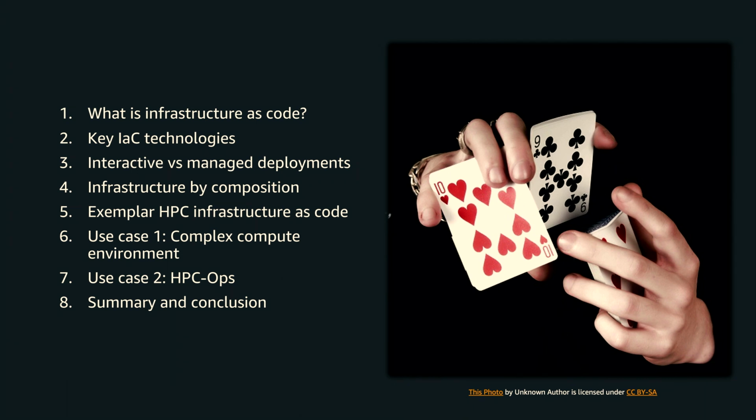is AWS ParallelCluster. So what I am going to do today is I'm going to teach you something that is essentially a magic trick, and that's some aspects of infrastructure as code. So briefly, we're going to talk about what is infrastructure as code, talk about some key technologies, the difference between interactive and managed deployments, how infrastructure as code actually works, and finally get to actually how this applies to HPC. And then I'll walk you through a couple of brief use cases, and then hopefully we'll have some time for questions.